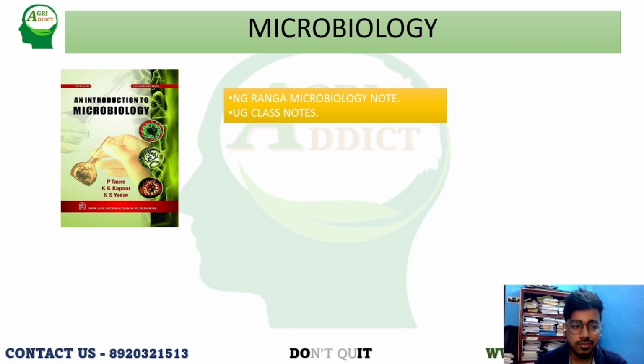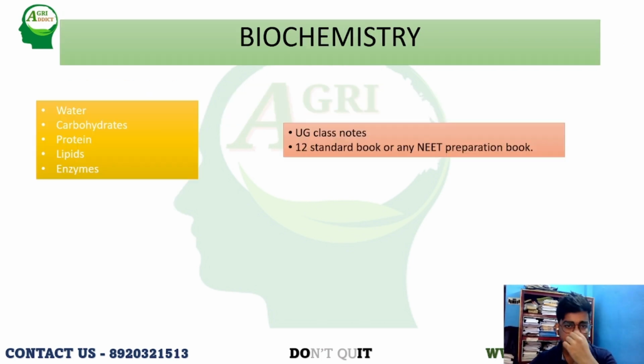The first five chapters of this book and the last five chapters are pretty much important for JRF purposes. Then biochemistry. In this segment, you should know about water, carbohydrates, proteins, lipids, and enzymes. The 12th standard knowledge is sufficient for ICAR JRF also, and you need not purchase any book for that purpose. You just read your UG class notes or 12th standard book or any NEET preparation book. I prefer the ALLEN module for biochemistry.